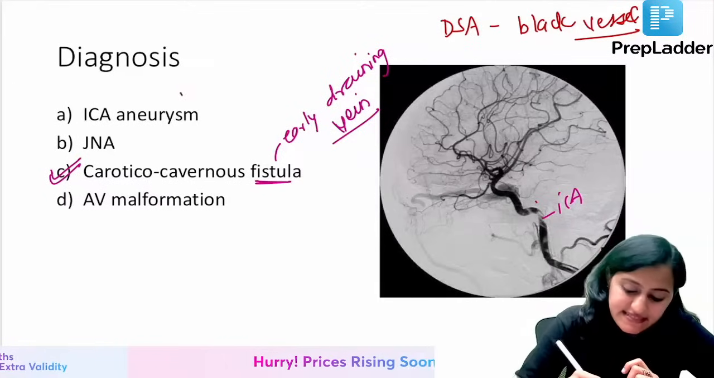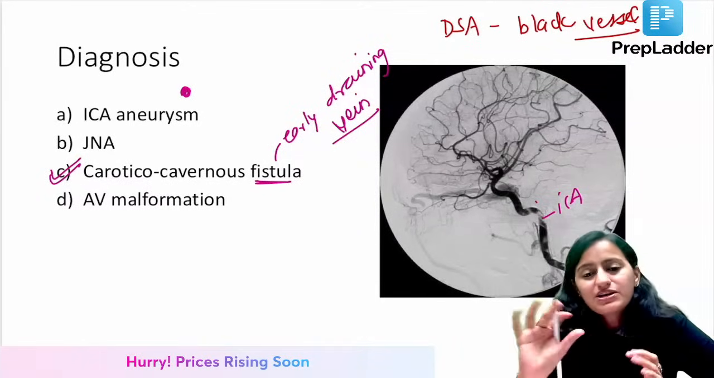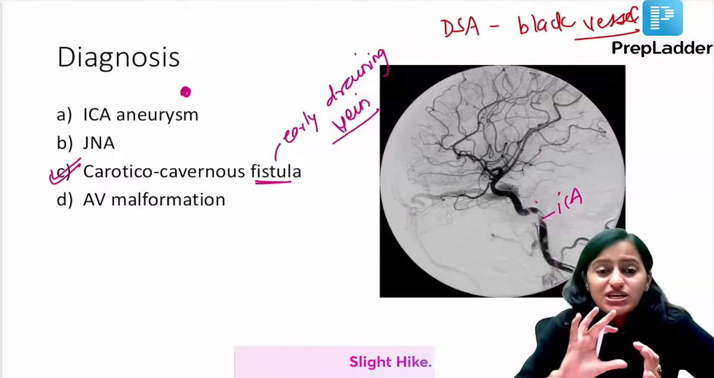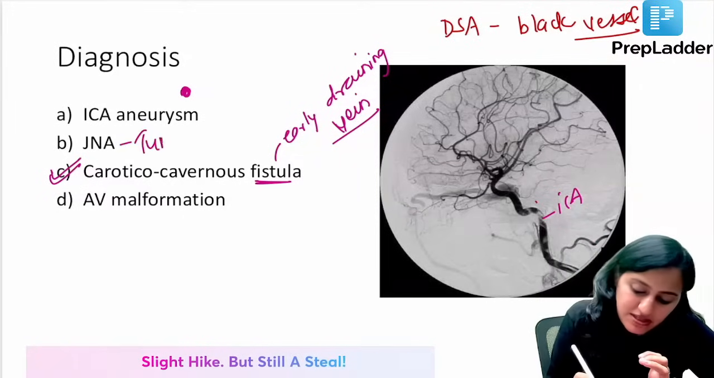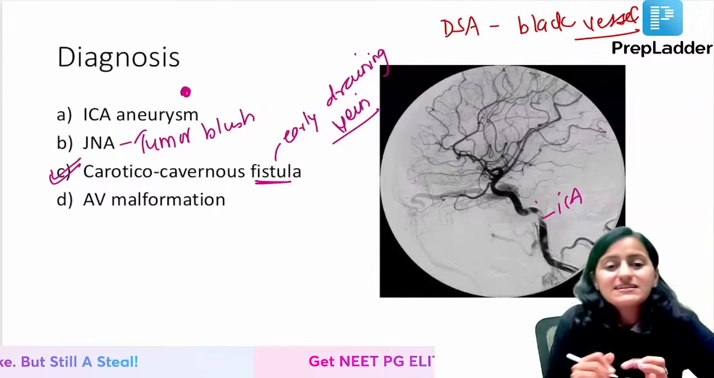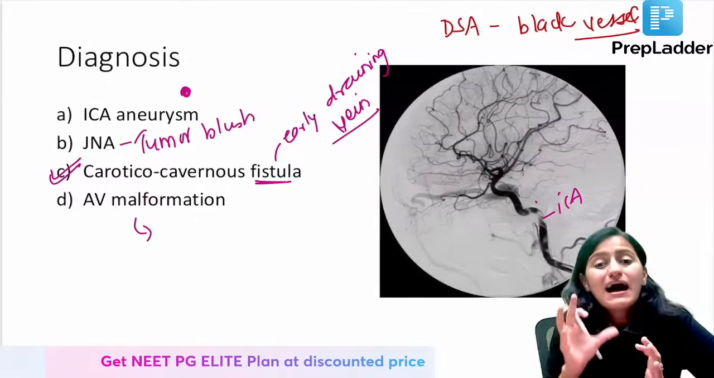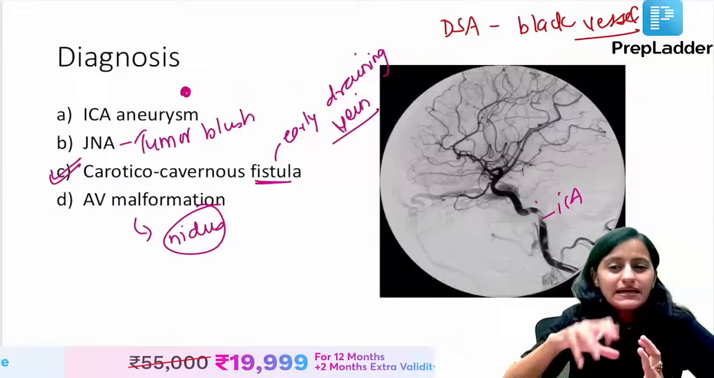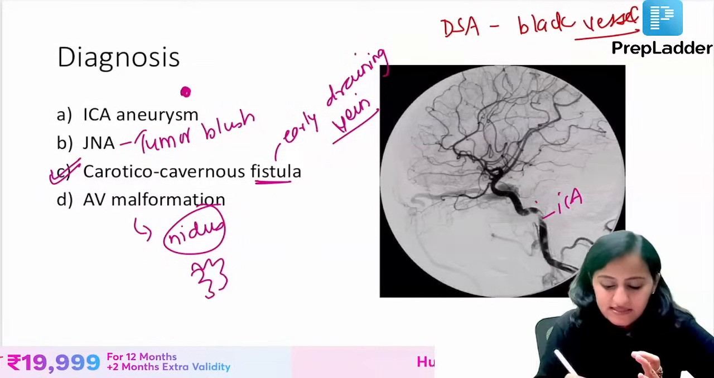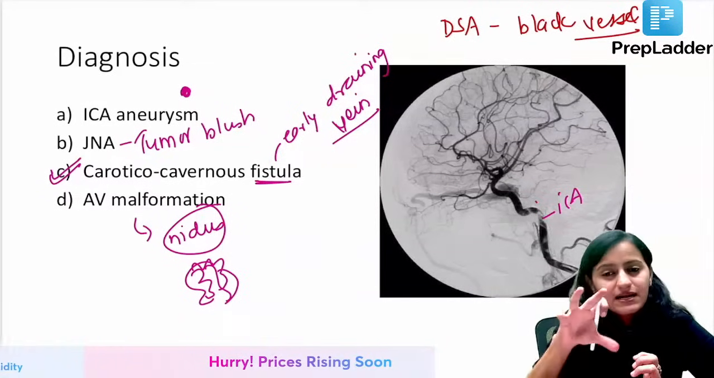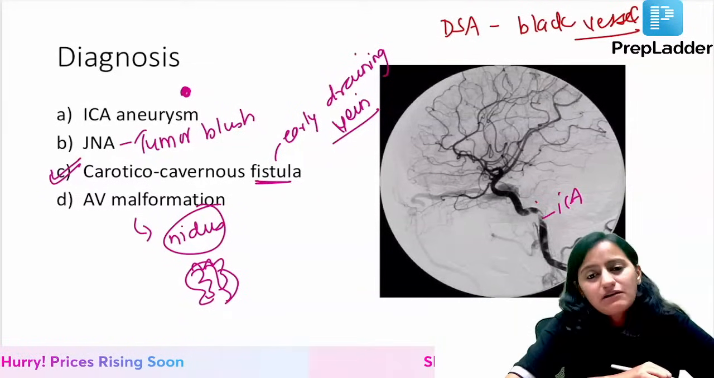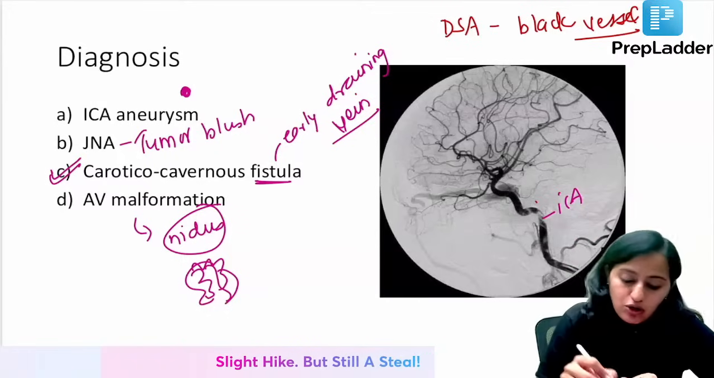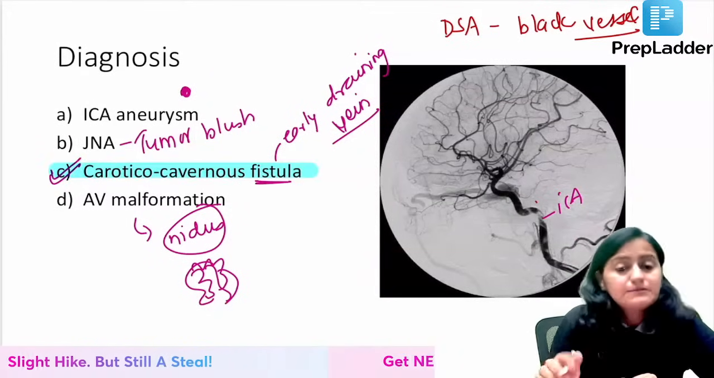If it was ICA aneurysm, you would see a blob of contrast like this. Okay, what will you see in JNA? Tumor blush. You will see a lot of contrast in that area. AV malformation is something which shows a nidus, abnormal entanglement of vessels, which shows a bag of worms appearance. You will see a nidus in AV malformation. So this is carotico-cavernous fistula.